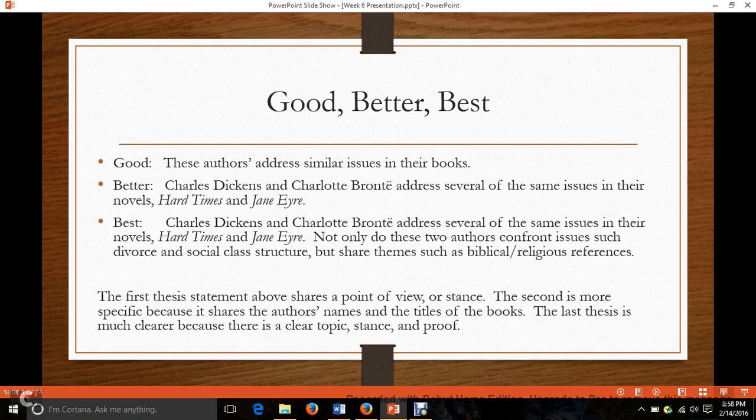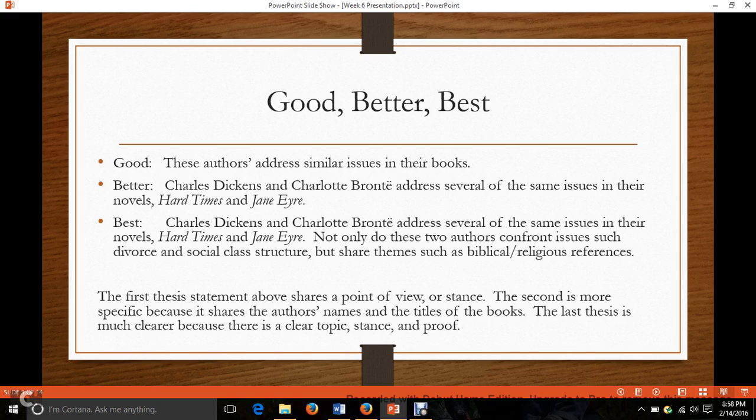The best choice of a thesis statement would be Charles Dickens and Charlotte Bronte address several of the same issues in their novels, Hard Times and Jane Eyre. Not only do these two authors confront issues such as divorce and social class structure, but share themes such as biblical and religious references. So the first thesis statement just shares a point of view or a stance. The second is more specific because it does share the author's names and the titles of the books. And it shares somewhat the structure of the paper.